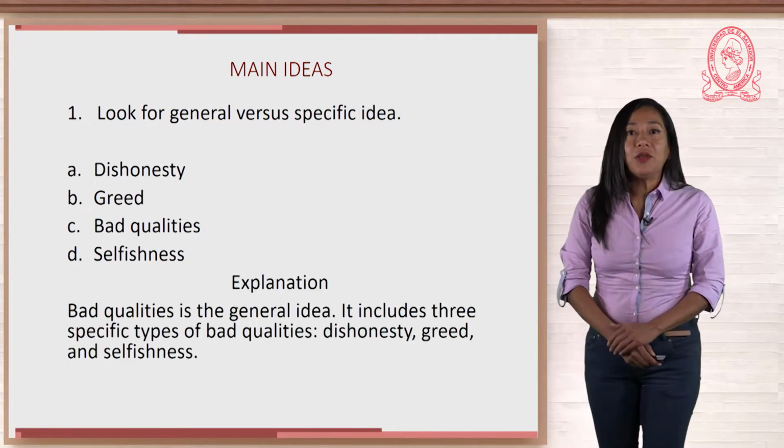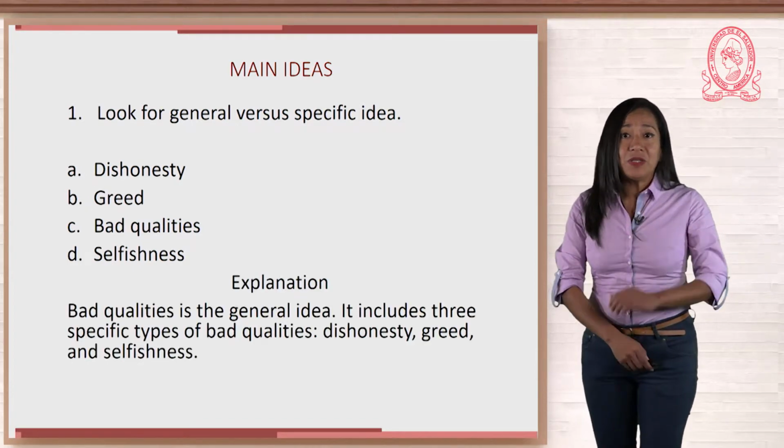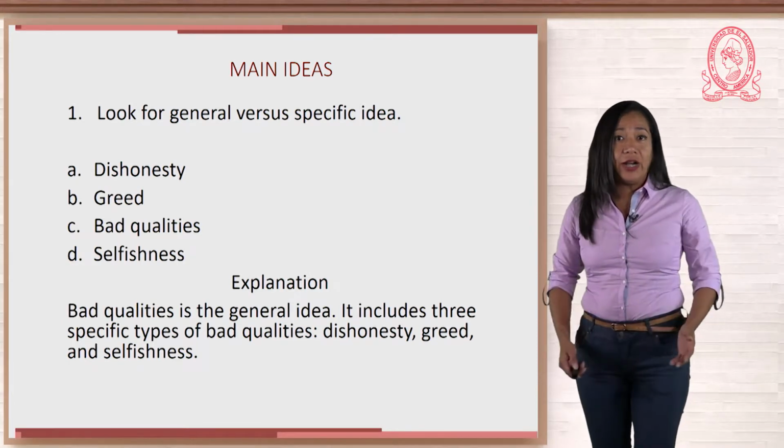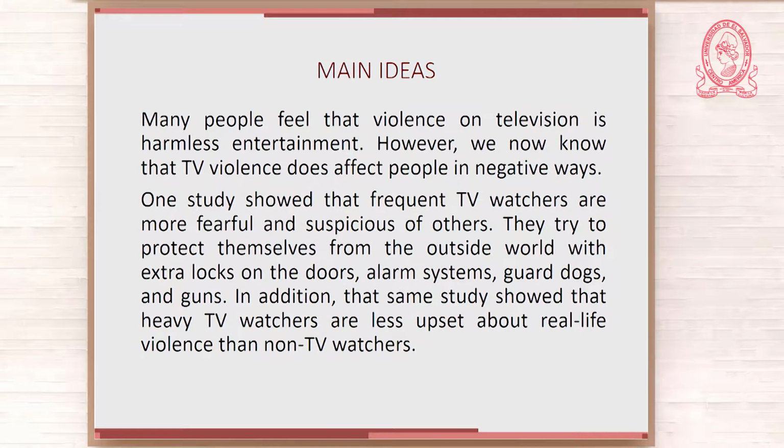Well, let me tell you that bad qualities is the general idea. It includes 3 specific types of bad qualities, which are dishonesty, greed, and selfishness. Let's continue practicing, this time with a passage. First, read a passage about TV violence.